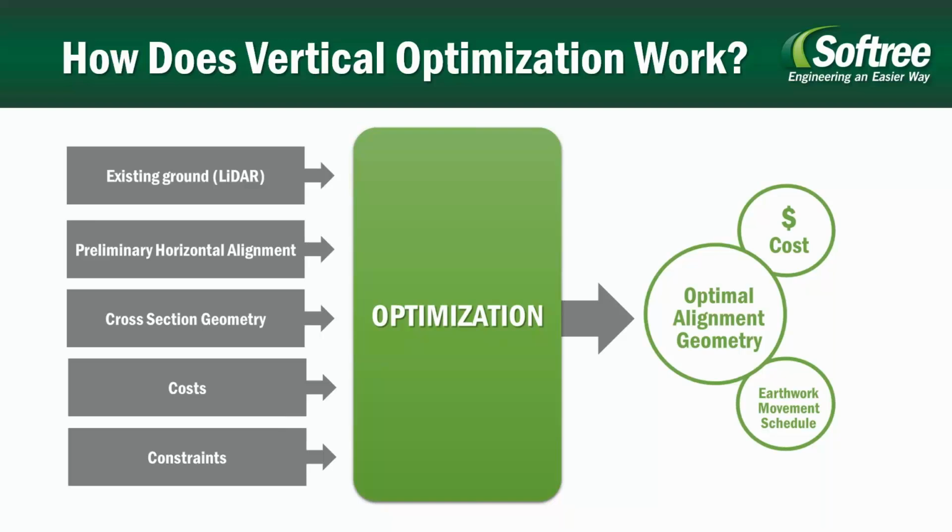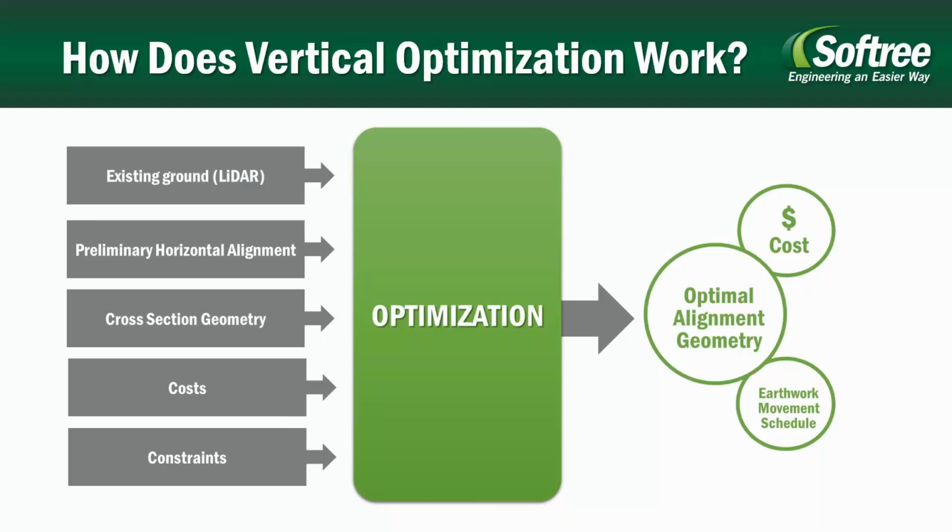And when we say constraints, we're really talking about your design speed or your K value, min-max grades, if you have fixed control points, whether that is tying into a specific elevation or a specific grade, and material movement direction.